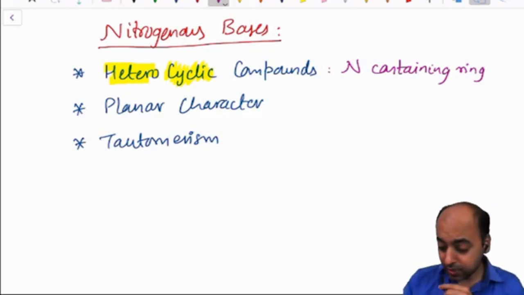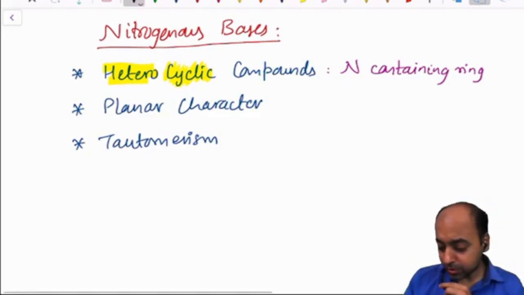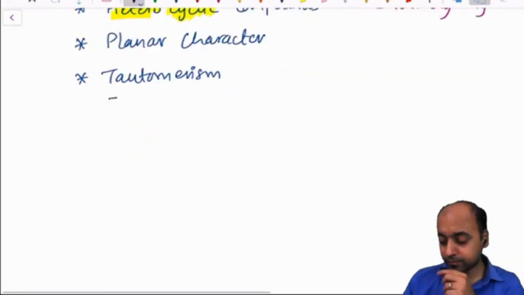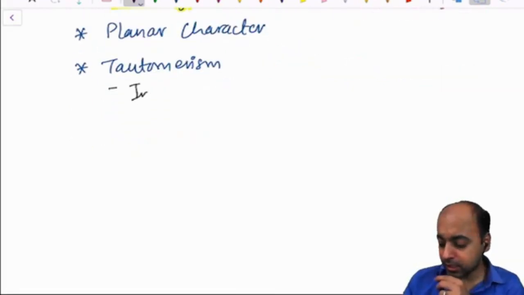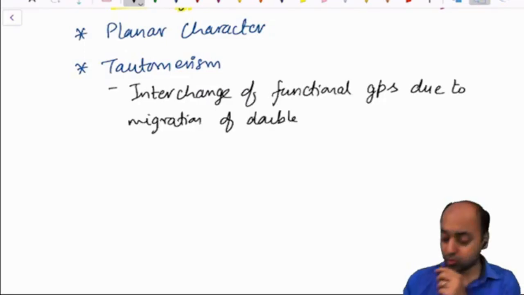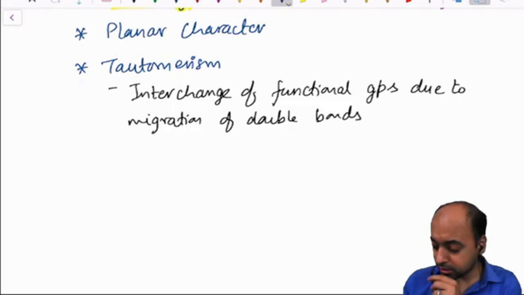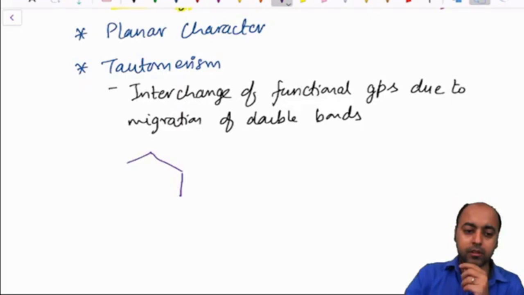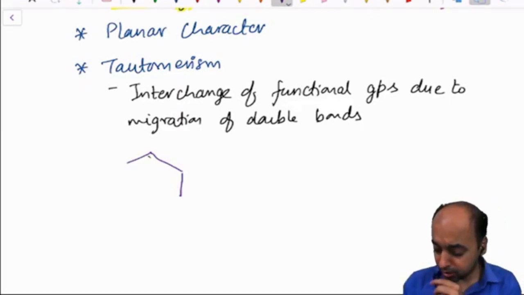And lastly, we have tautomerism. Tautomerism means there is interchange of functional groups due to migration of double bonds. I'll show you an example. See what happens. There is an alternating double bond in the structure.